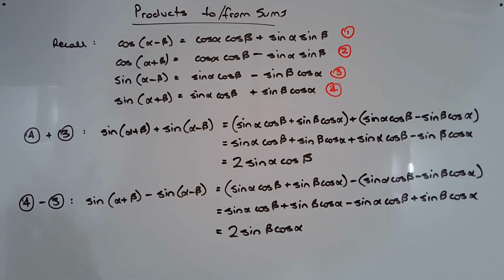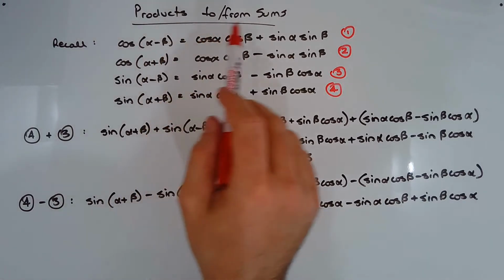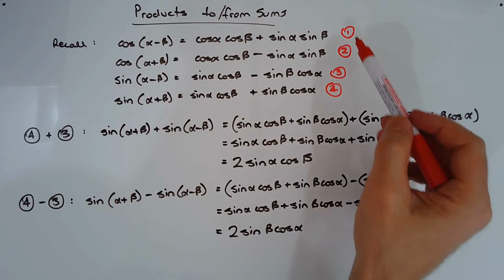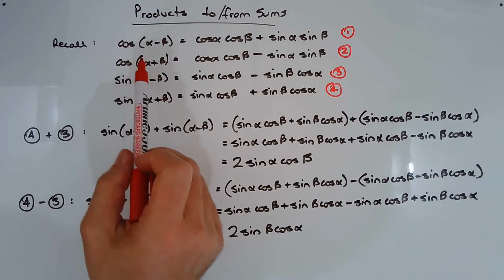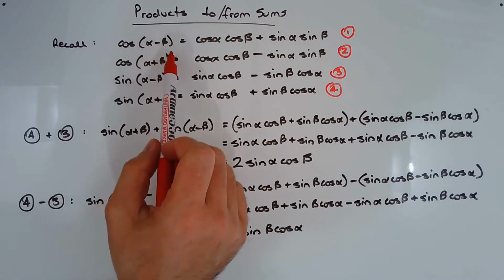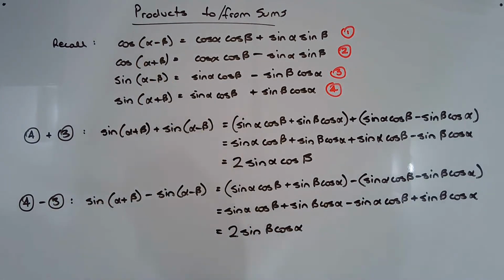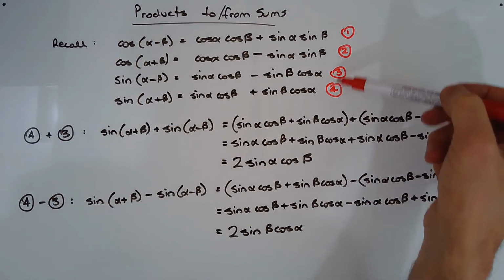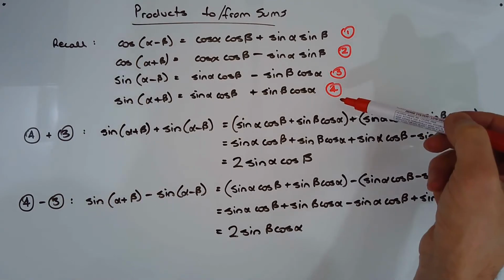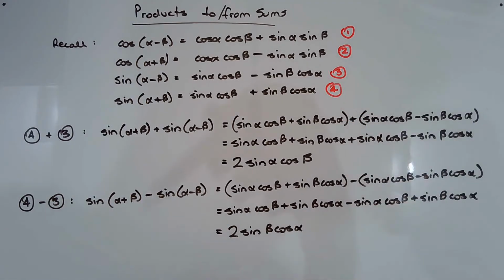In this video, I'm continuing on from the previous video where I looked at products to and from sums that involved equations 1 and 2. So that involves either the sum of cos of alpha minus beta and cos of alpha plus beta, or the difference between the two. So in this video, I'm going to look now at equations 3 and 4, adding them together and subtracting one from the other to see what kind of expression we end up with, or what kind of equation we end up with.